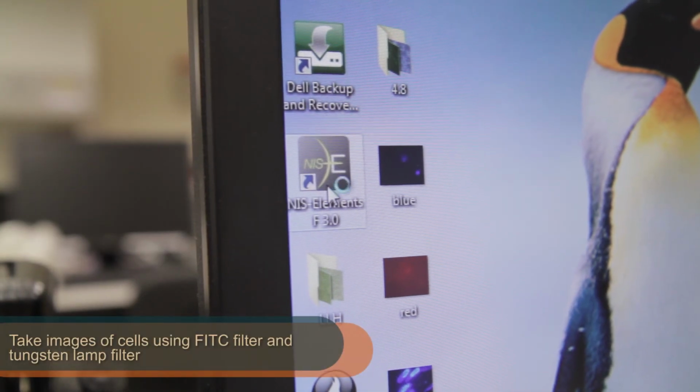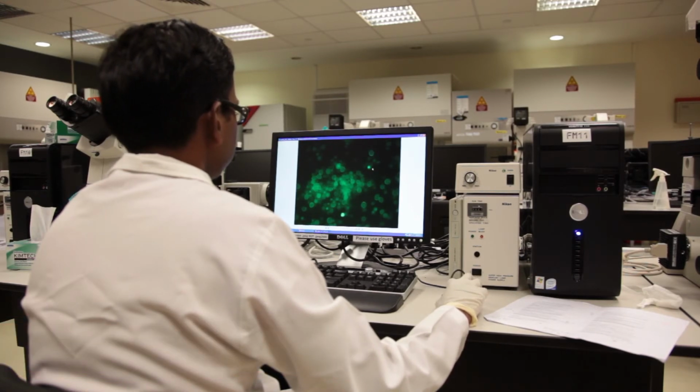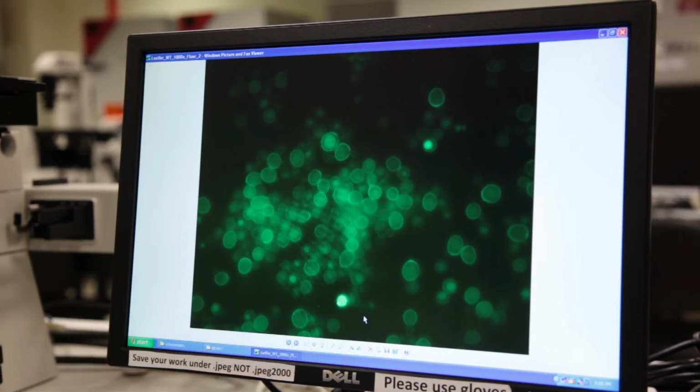Take images of the cells using the FITC filter and with the tungsten lamp filter. These are the images you should be able to see.